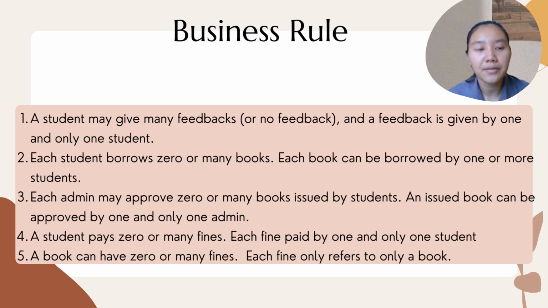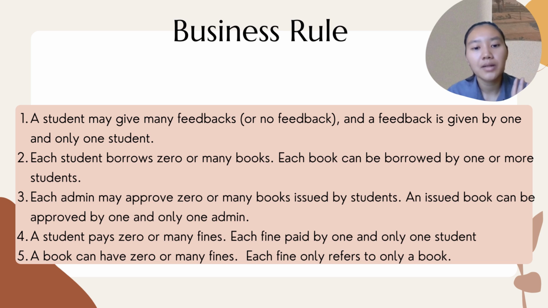On the ERD, we have 5 business rules. The first one, a student may give many feedbacks or no feedback, and a feedback is given by one and only one student. Second, each student borrows 0 or many books. Each book can be borrowed by one or more students. Third, each admin may approve 0 or many books issued by a student, and an issued book can be approved by one and only one admin.